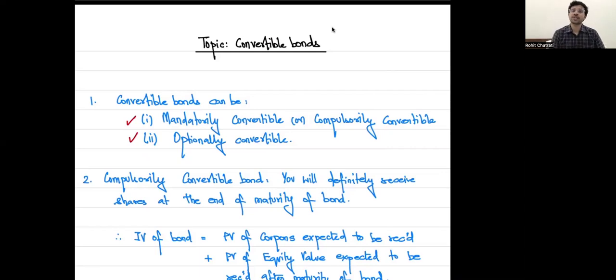The other is optionally convertible, where at the end of fifth year, the investor is given a choice as to whether he wants to redeem his bond for face value or redemption value, or whether he wants to convert the bond into equity shares. The investor is basically given a choice to either receive money in the form of redemption value or surrender the bond and convert it into equity shares.